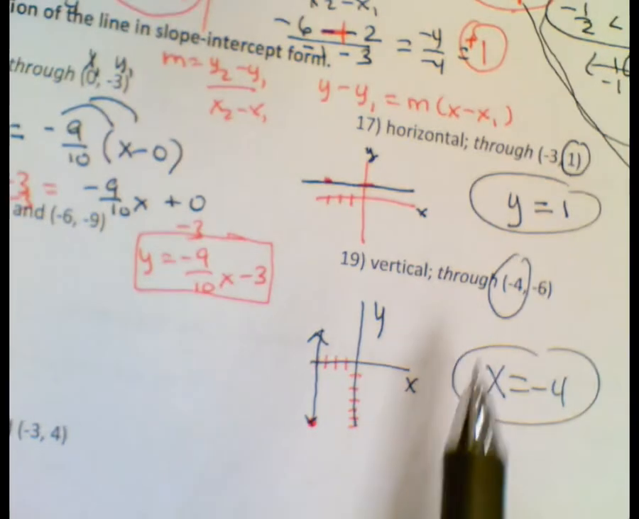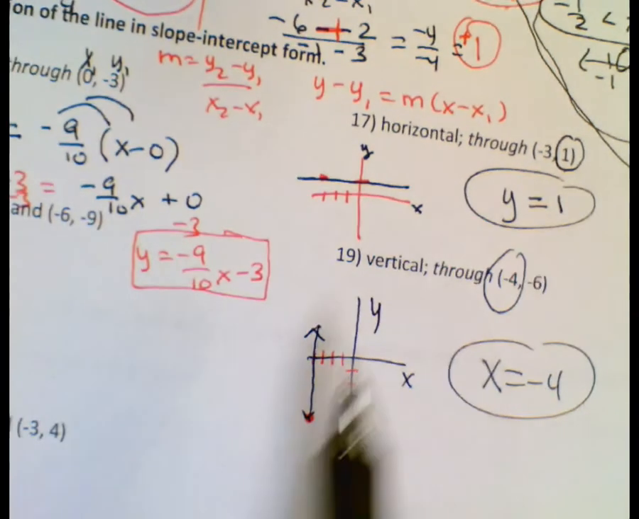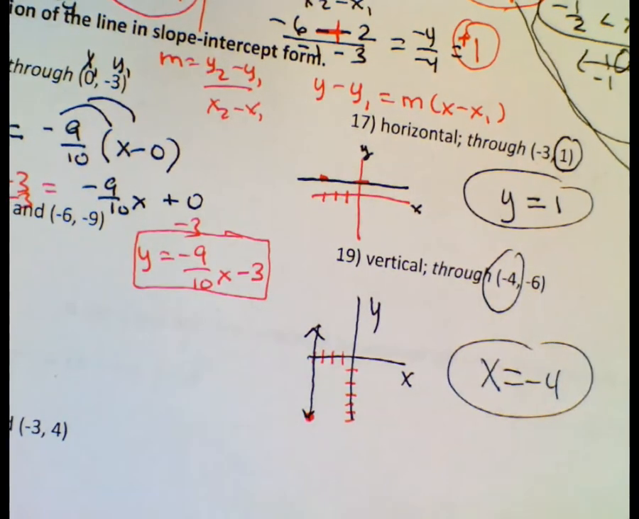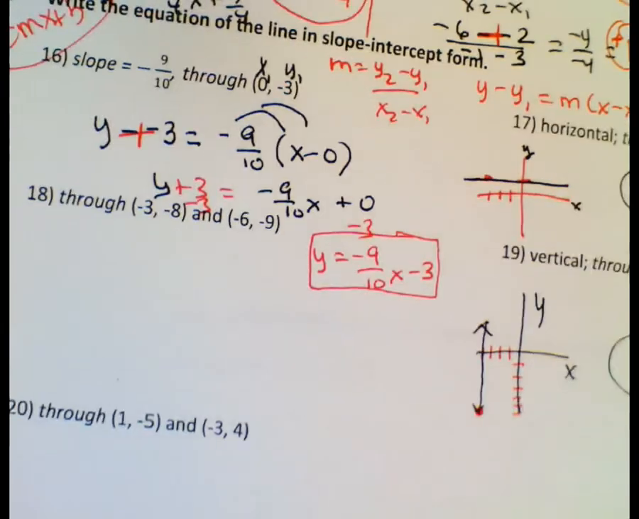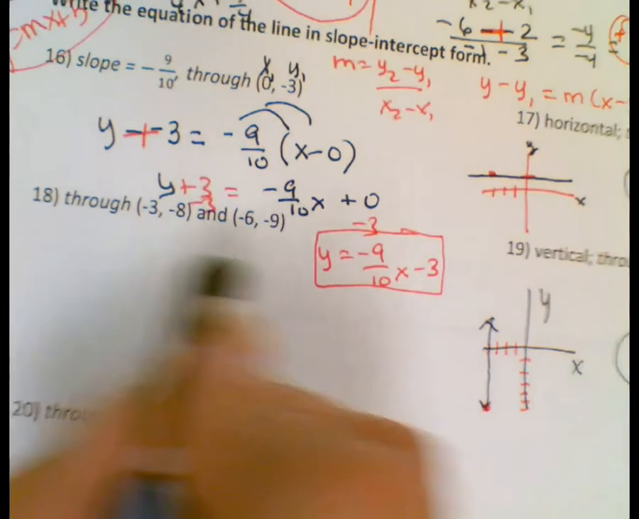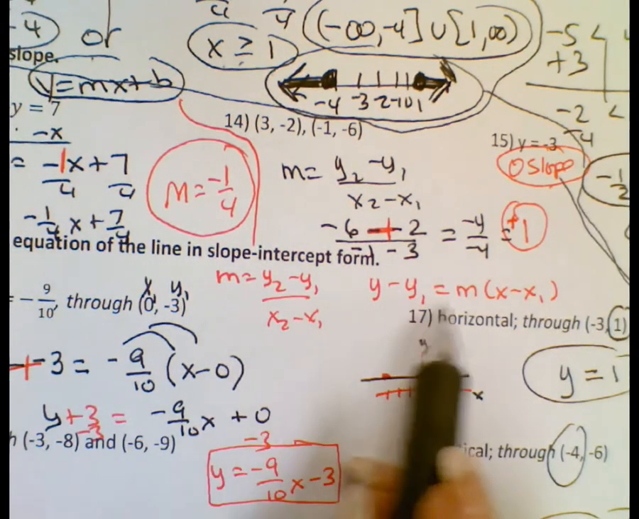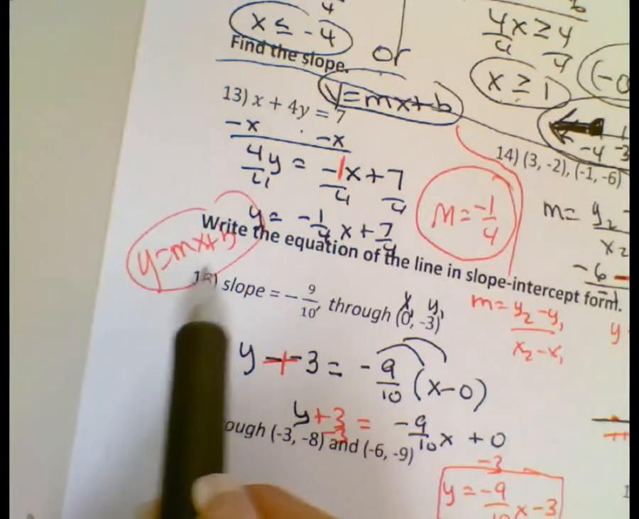So if you have a horizontal or vertical line, you don't have to do any work. But you have to know that horizontal goes with y and vertical goes with x. Make sure you know that. Now 18 and 19, there is some work to be done. They give you 2 points, so we're going to follow the slope formula, then plug it into this, and at the end, put it in this.